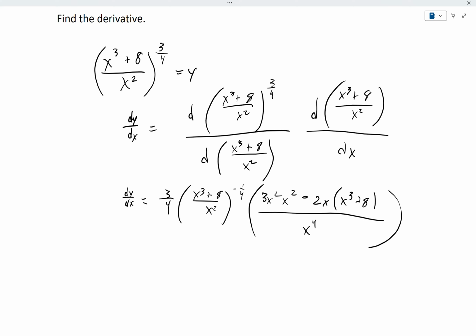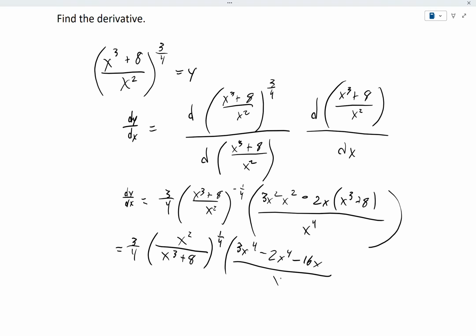Okay, so now I'll do a little bit of rewriting in this next step. So this is equal to 3/4. I can apply the negative 1 power right here. So that's going to flip this. That's all it does, it takes the reciprocal of what's on the inside. And it's still to the 1/4 power. Times, this is going to be 3x to the 4th minus 2x to the 4th minus 16x all over x to the 4th.